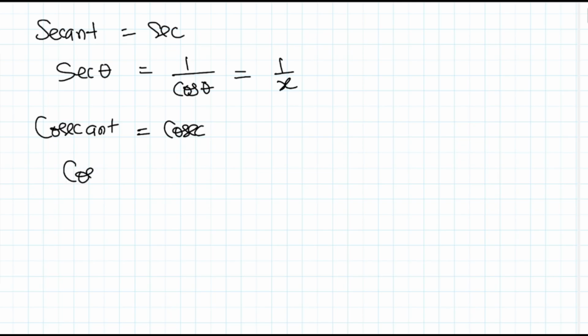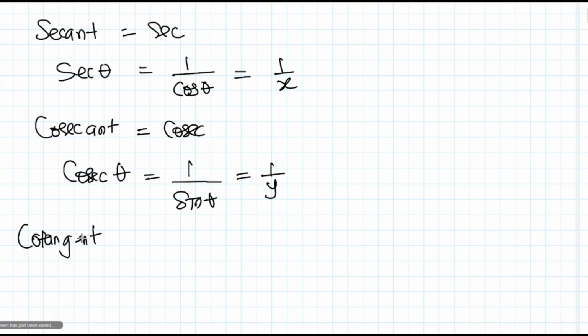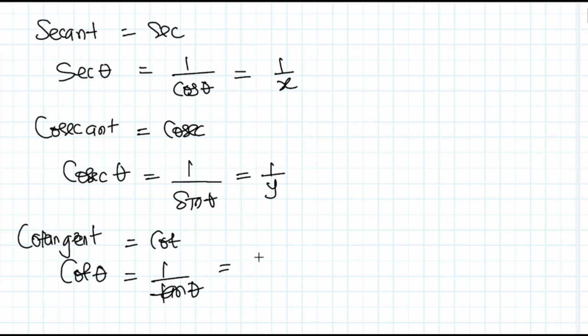So cosec theta is always equal to 1 over sine theta, which is 1 over y. And then we have cotangent, which is cot, and we have that cot theta is always equal to 1 over tan theta, and you know tan theta is y over x, so this will be x over y.